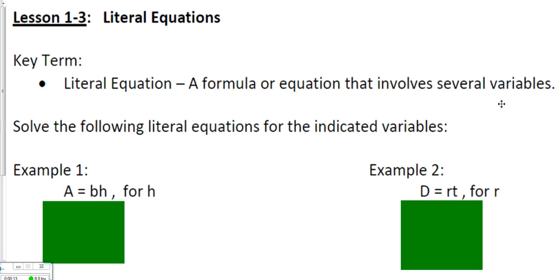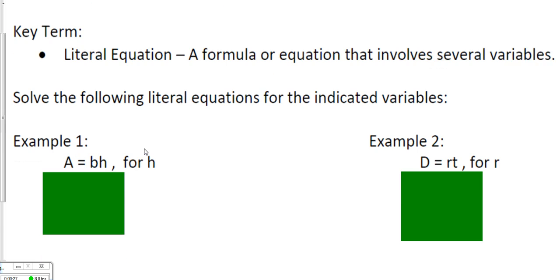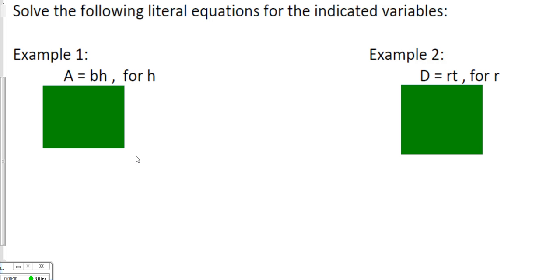There's an x and a y, there's a and b, there's r's and q's, and there's more than one variable involved, and we're normally just solving for one of those. So we're manipulating both sides of the equation to get one variable alone. To do this, we're going to go through several examples to get the feel for how to get one variable all by itself. So solve the following literal equations for the indicated variables.